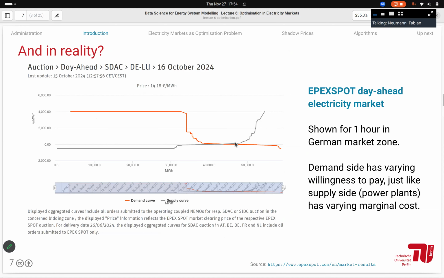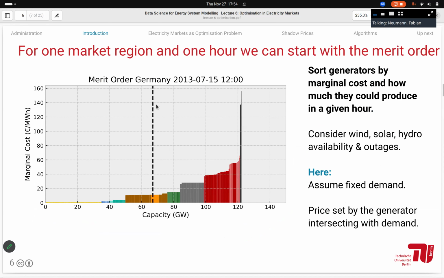So this is exactly what is applied to the power system, applied in this merit order, even though it's simplified here by neglecting any kind of willingness to pay for the consumers and just focusing on the demand side. How do we determine this supply curve?